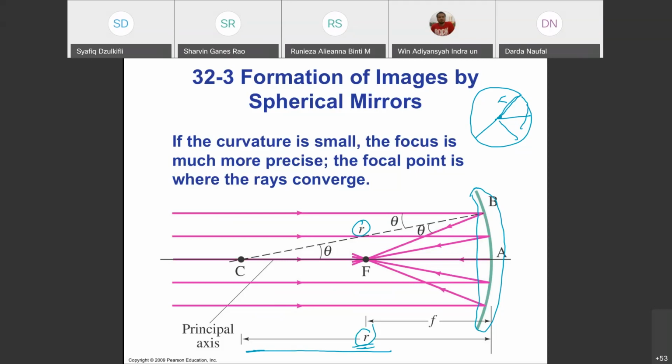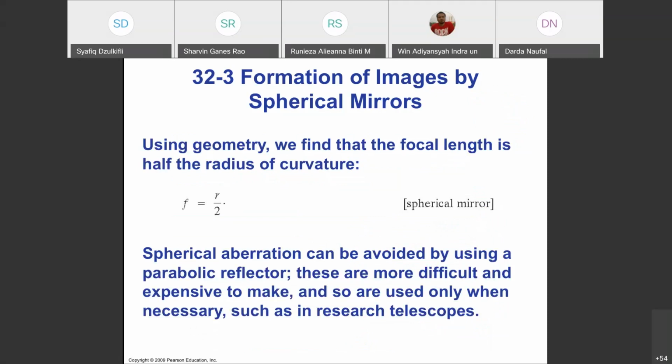So if the curvature is small, the focus is much more precise. The focal point is where the rays converge. So all the rays will go to exactly the same point, which is this one, F. They call it the focal point. Focal point is equal to the radius of curvature divided by 2.